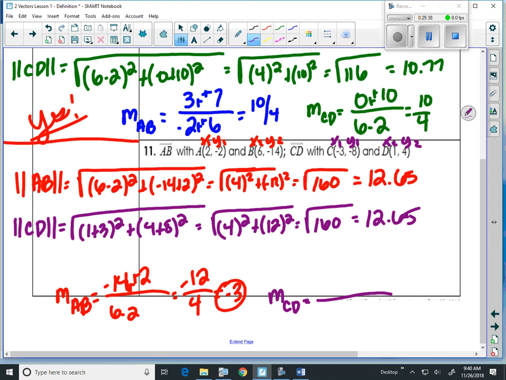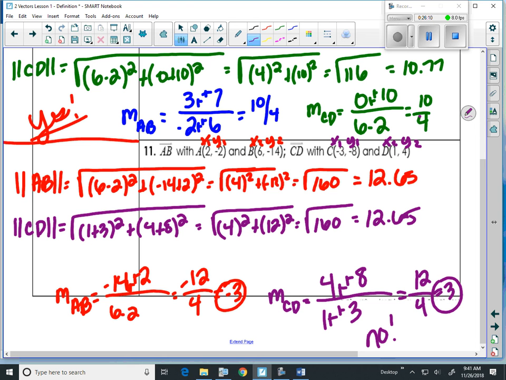So again, my y is on top, 4 minus negative 8. It's like 4 plus 8. X is on the bottom. 1 minus negative 3 becomes positive. So I get 12 over 4, which is positive 3. Since one slope was negative and one slope was positive, these are not equivalent, okay? Everything has to be the same. So this one's no.